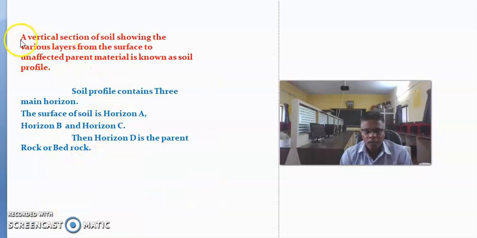So there is the definition of soil profile. It is defined as a vertical section of soil showing the various layers from the soil surface to the parent material. There are three main horizons of the soil profile, that is horizon A, horizon B and horizon C. Then the fourth one is horizon D. It is also known as parent rock or bedrock.